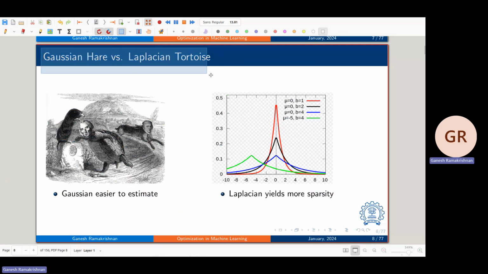So you heard of the hare and the tortoise story, right? So it resurfaces. The Gaussian is easier to estimate because it gives you a closed form solution. But it's like the hare. It just reaches a solution and gets close to a solution, probably takes a nap. But this Laplacian, it's like a tortoise, moves slower, but gives you sparse solutions.